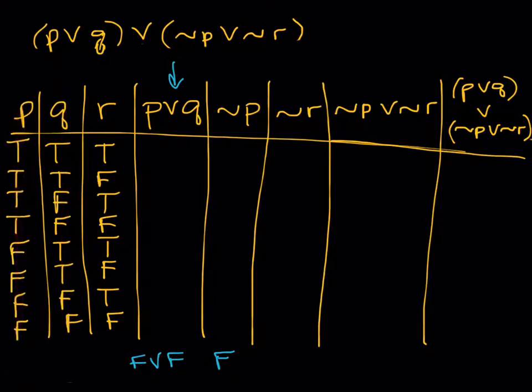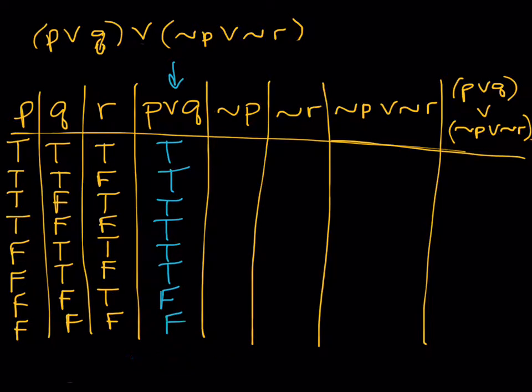So I have true or true, and that's true. True or true is true. True or false is true. True or false again. False or true, both of those are true. And then false or false, that was my one case where the false or false would be false. So that's that first column with that first connective.